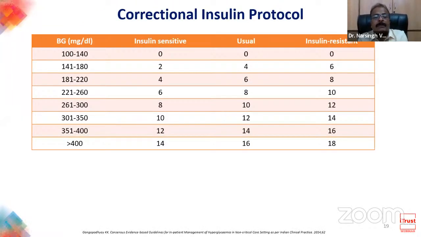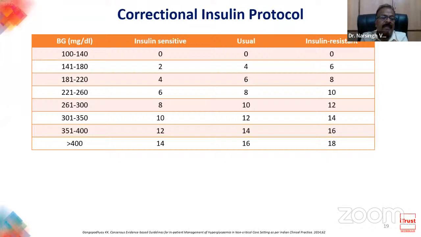So the correctional insulin protocol is shown here. If the blood glucose is between 100 and 140, no change is required. When it is 141 to 180, a 2 unit insulin increment is given in insulin sensitive patients, 4 units in most usual patients, and 6 units in insulin resistant patients.